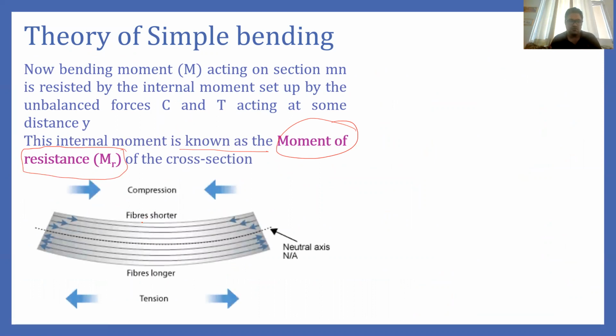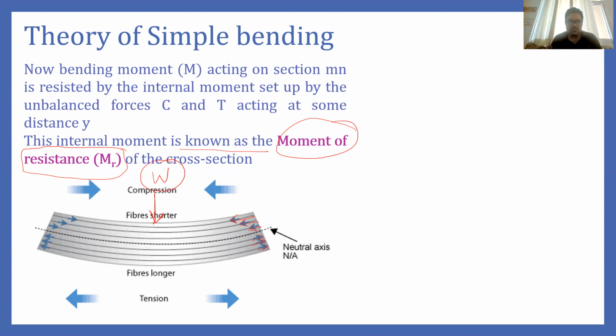Here, for example, this is the beam subjected to a vertical load, say W. Because of this W load, the beam is bending, and in this process of bending, the fibers of the beam above the neutral axis are going to compress. Similarly, below the neutral axis, they are trying to stretch. This is happening because of the external load.